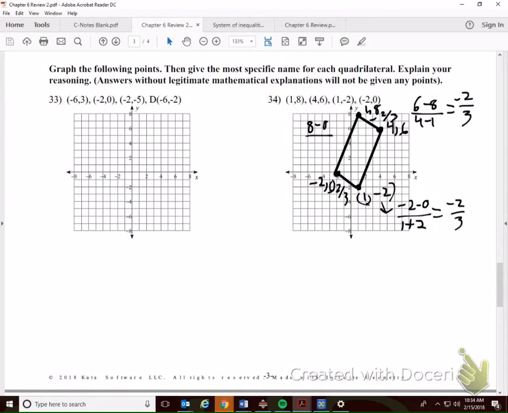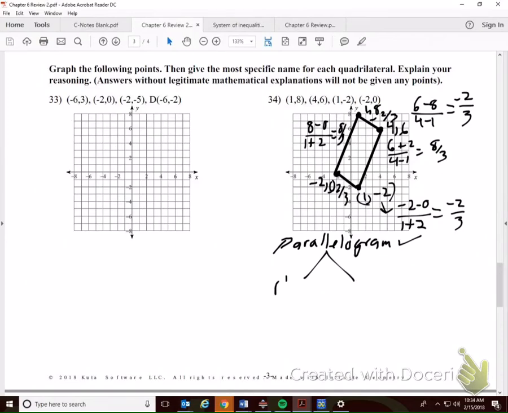Bottom, negative 2/3. Left, 8/3. Right, 8/3. So we have agreement between all of those. So we know that it is a parallelogram because opposite sides are parallel.